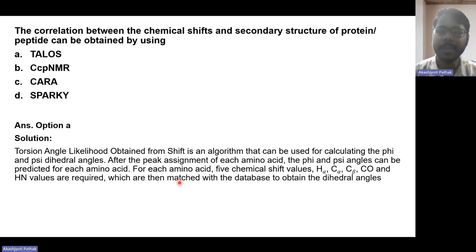So you will obtain the chemical shift values of these H alpha, C beta, CO, and you have a database. Based on the chemical shift values that you obtain, you can predict from the database which phi angle or which psi angle this chemical shift can correspond to. That is done by this TALOS software. Then there is Sparky, which is for assignment of peaks, and these are other software used in NMR spectroscopy.